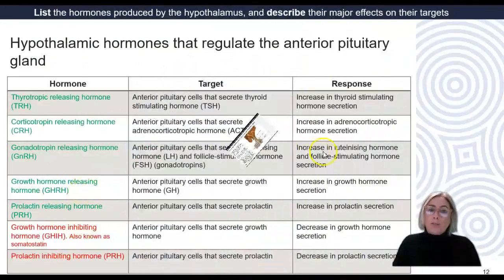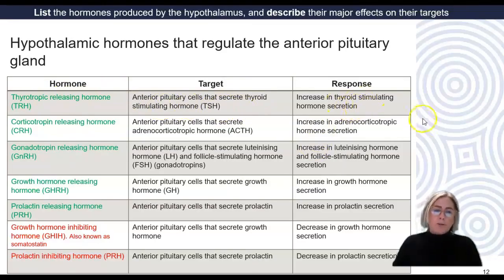So now looking at the hypothalamic hormones that regulate the anterior pituitary gland. All of these ones listed in green are releasing hormones, and the two in red are inhibiting hormones. We have the target and then the response to all of these hormones. Some of them have strange names, by the way. So thyrotropic releasing hormone, or abbreviated TRH, its targets are specific anterior pituitary cells that secrete thyroid stimulating hormone. So the response to thyrotropic releasing hormone is an increase in thyroid stimulating hormone secretion.